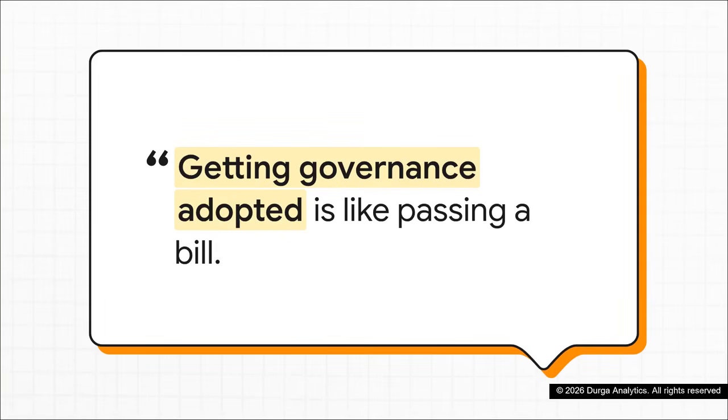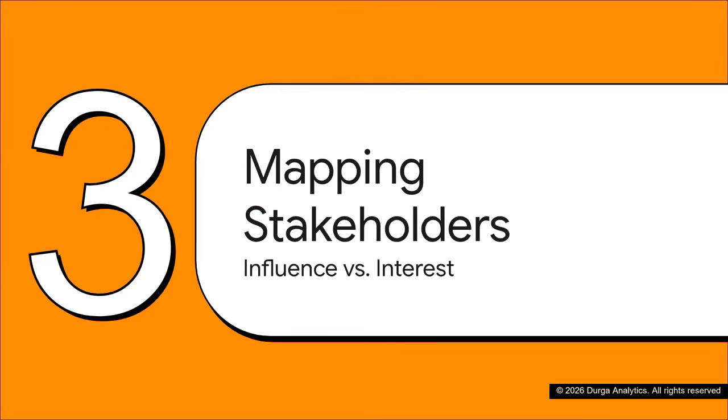Just like passing a bill in government, you need a powerful sponsor to champion it, you need allies who care deeply, and you have to strategically neutralize your opponents. At its core, politics is just stakeholder management, and honestly, so is data governance. Which leads us perfectly into Section 3, Mapping Influence and Interest.